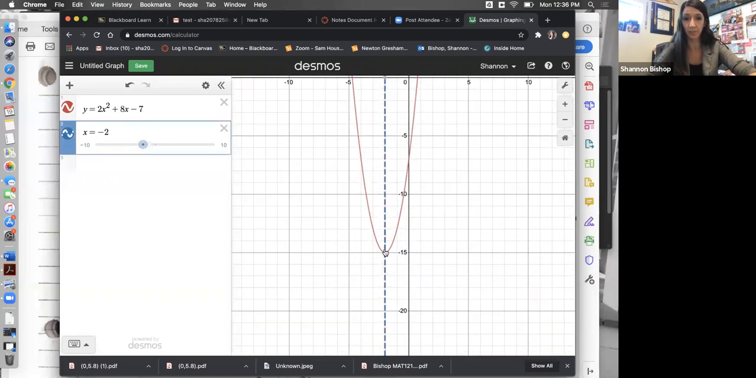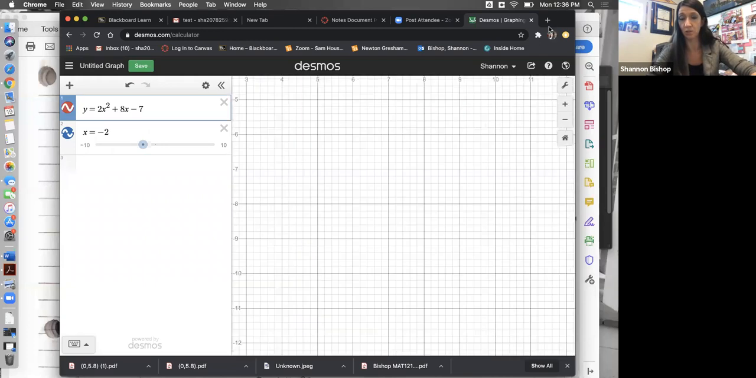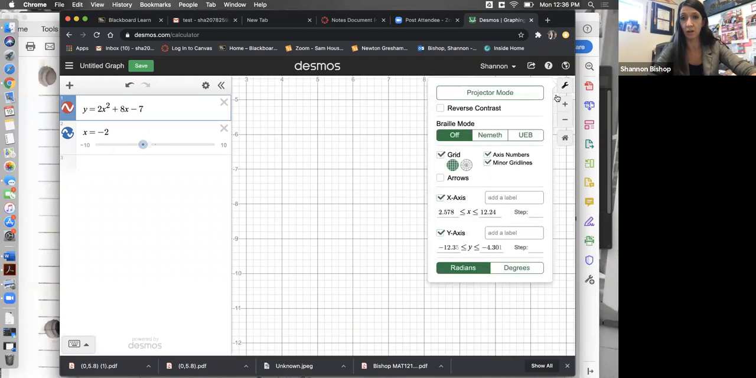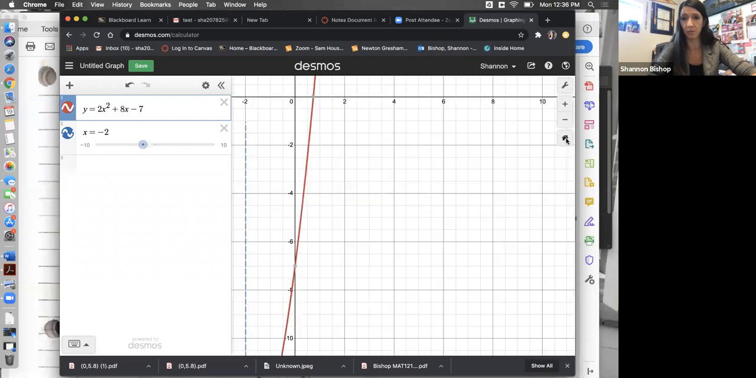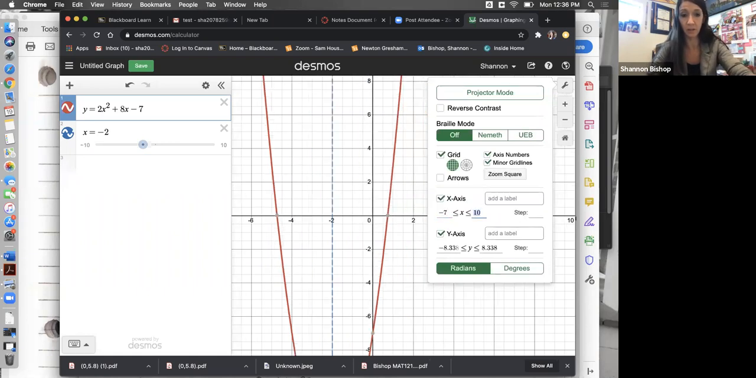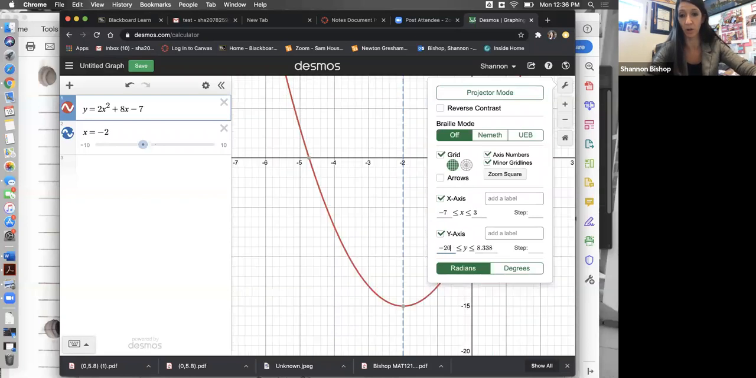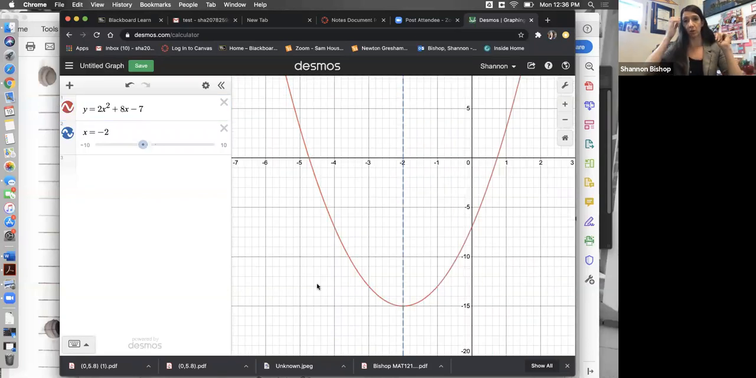There we go. So right there is the vertex. And on this particular graph, let me purposefully change my x-axis so that I can see it a little bit better. So let's just go from -7 up to 3. And then my y values need to go down though, because the vertex is at -15. So how about like negative 20. Okay, there we go. I like that window better.